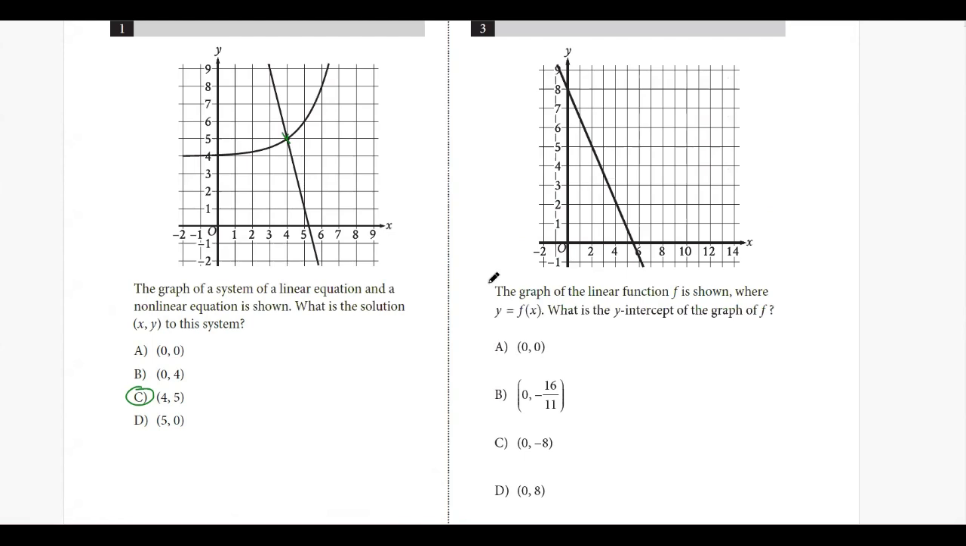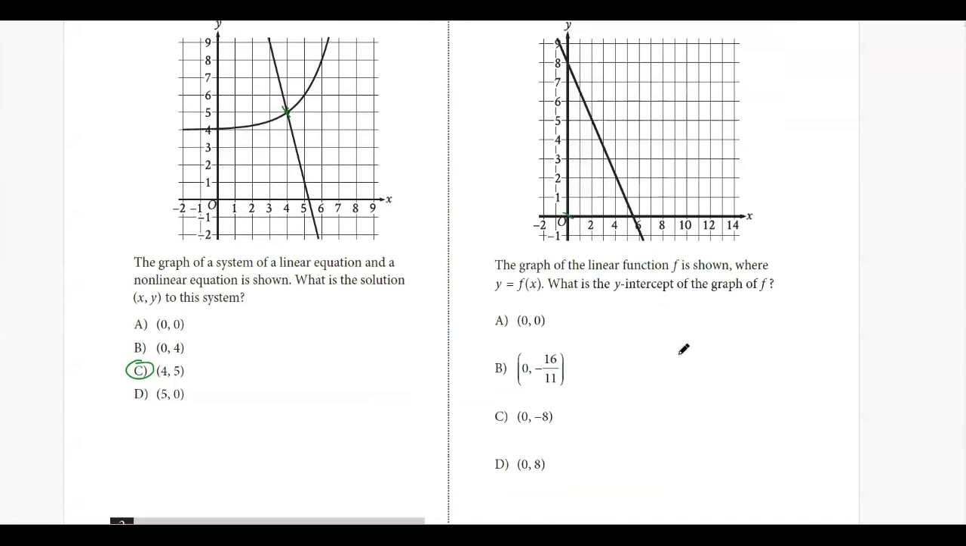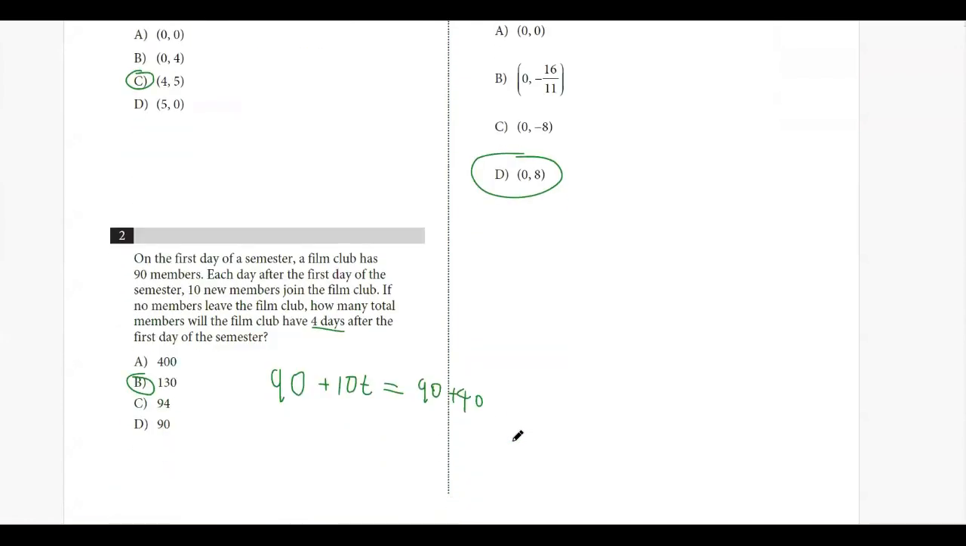Question 3. The graph of a linear function f is shown, where y is equal to f(x). What is the y-intercept of graph f? When x is equal to 0, y is equal to 8. So (0, 8). D is the correct answer.